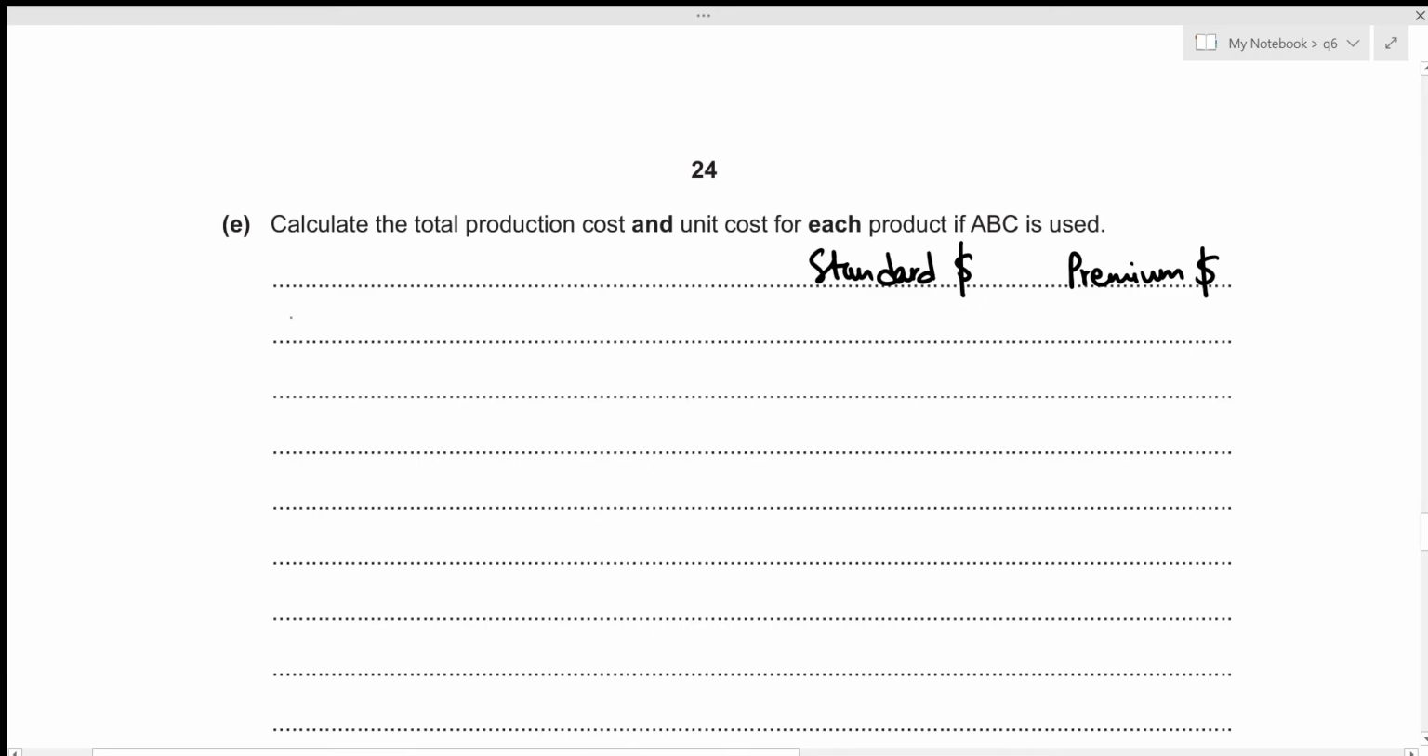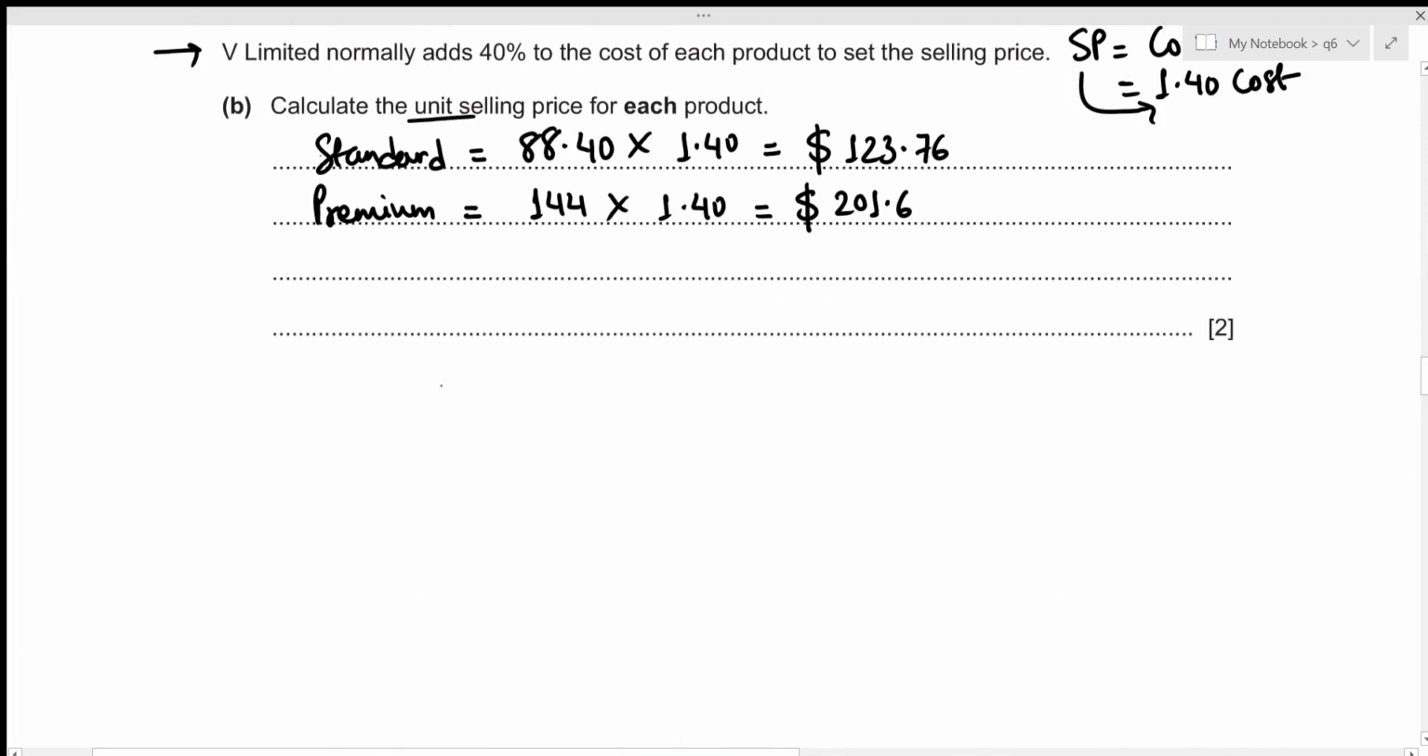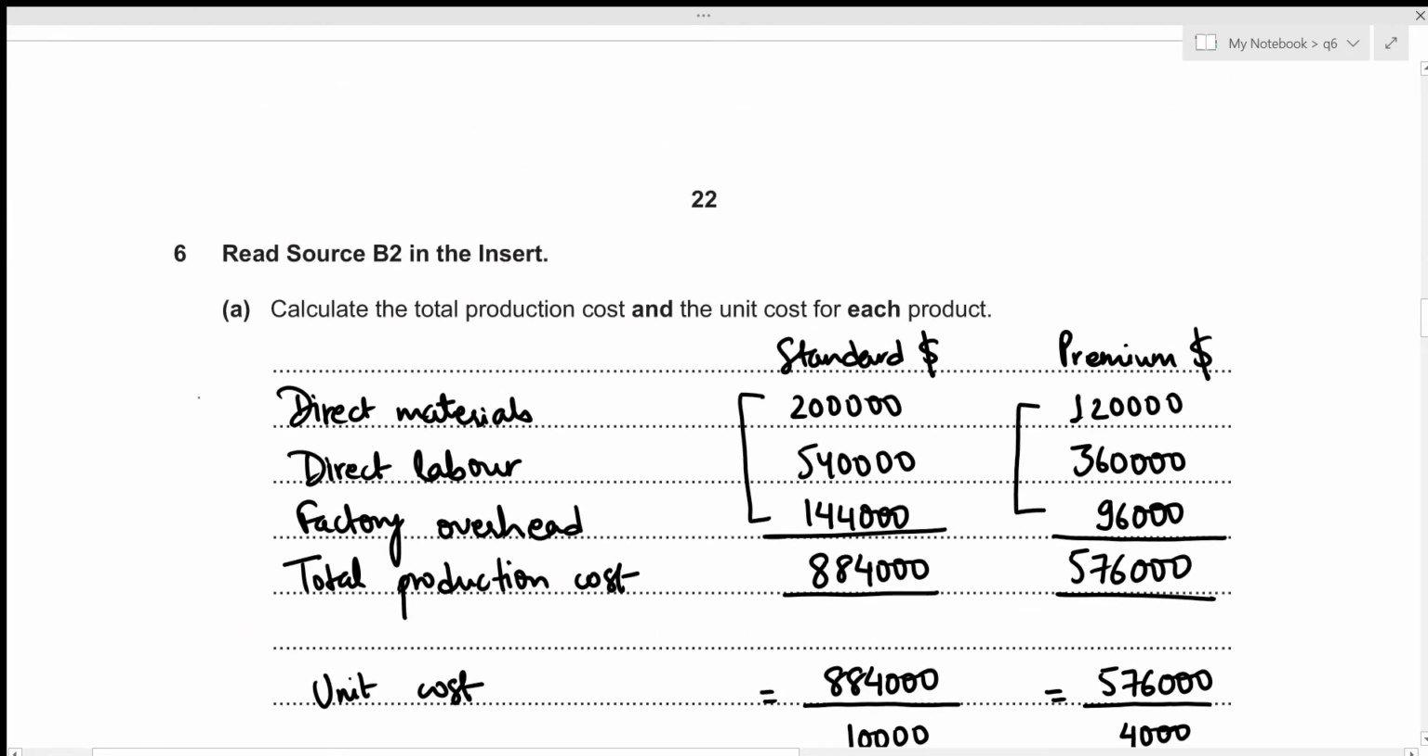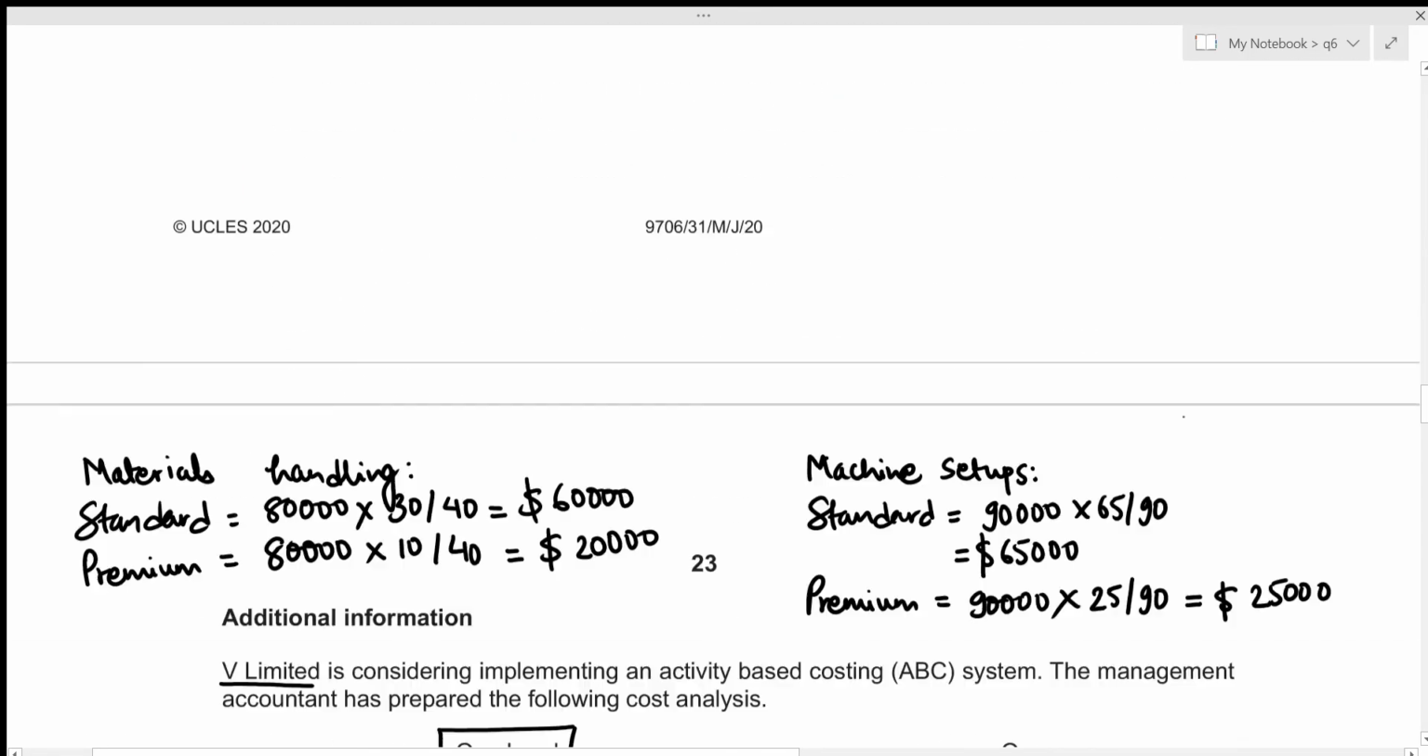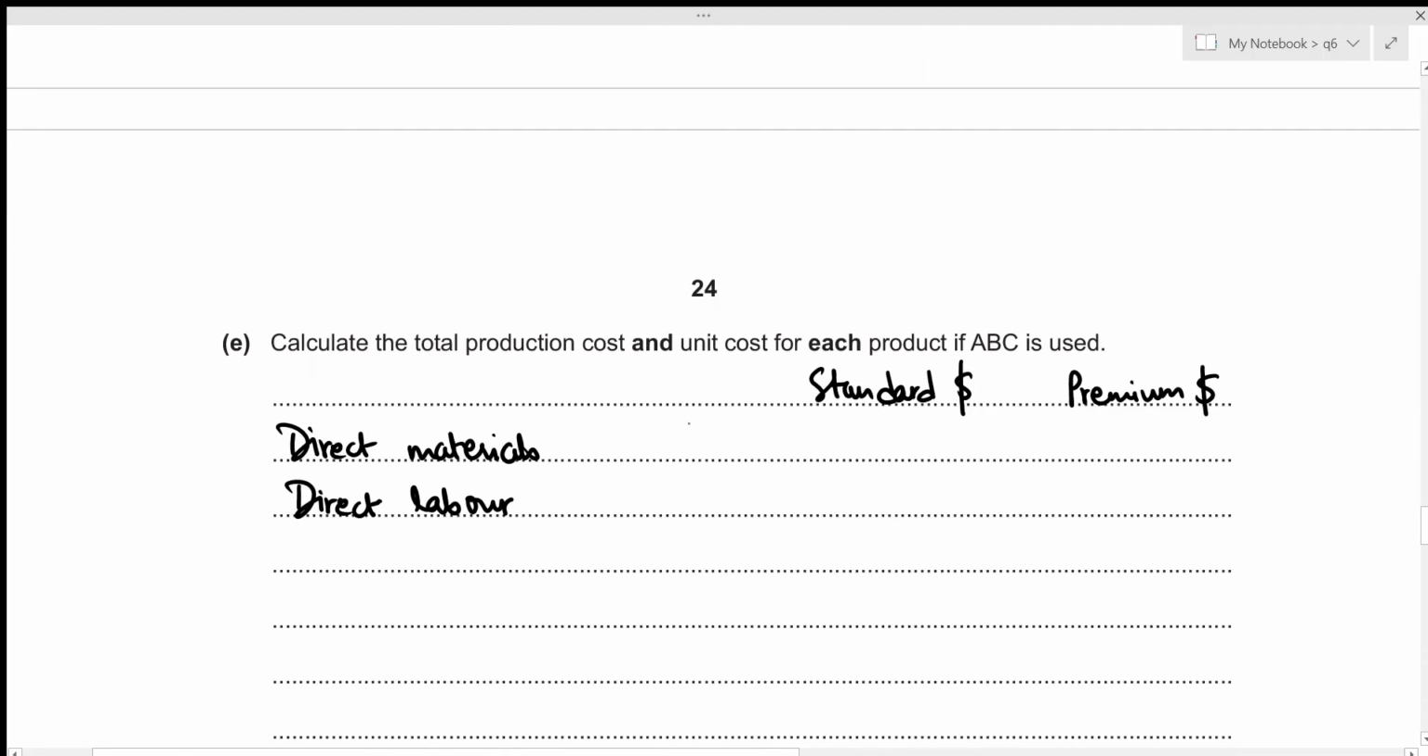And we have direct materials and direct labor. And we know that these remain unchanged. So let's have a look above. We figured the direct materials for standard to be 200,000, whereas for premium it was 120,000. Let's substitute these values. So that's 200,000 and 120,000.